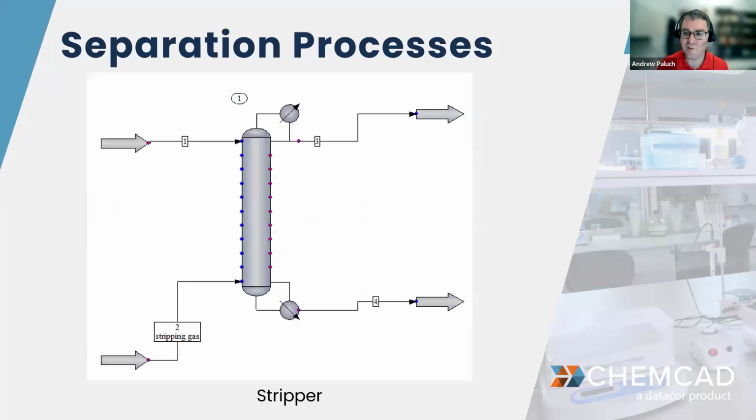All right, we could then do a similar thing and talk about stripping columns, but then in my opinion, where CHEMCAD can really elevate things is, well, in a separations class, we could talk about absorption and we can model absorption columns. We can then talk about stripping columns and model stripping columns, say using McCabe-Thiele.